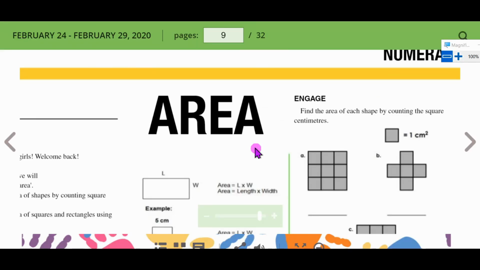In this episode, we are looking at the concept of area, a very important concept in mathematics.